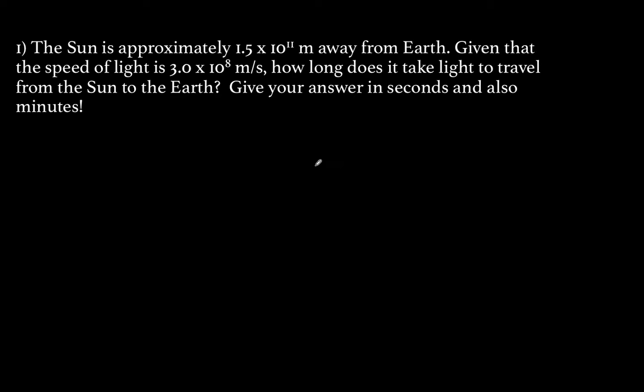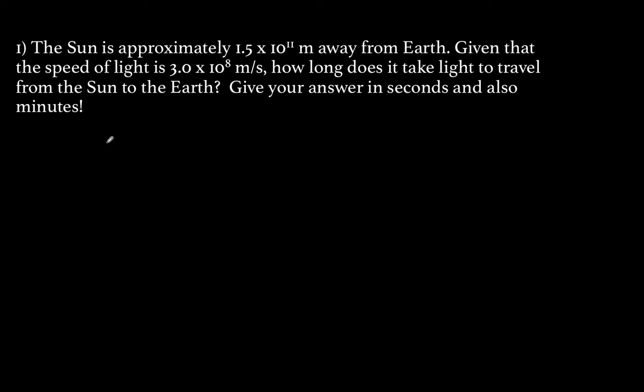So problem number 1 says that the sun is approximately 1.5 times 10 to the 11th meters away from Earth. Given that the speed of light is 3.0 times 10 to the 8th meters per second, how long does it take light to travel from the sun to the Earth? We want to give our answer in seconds and then also in minutes.